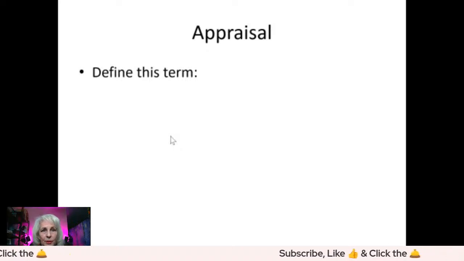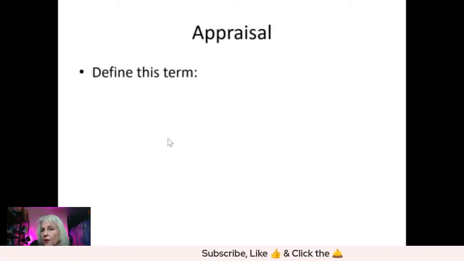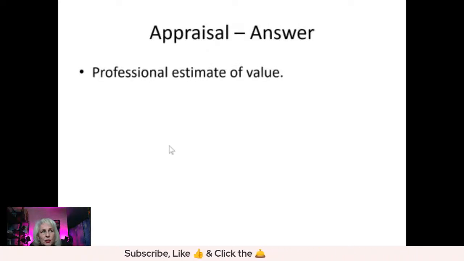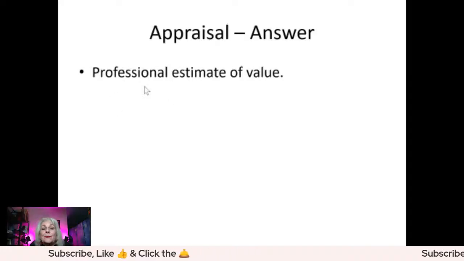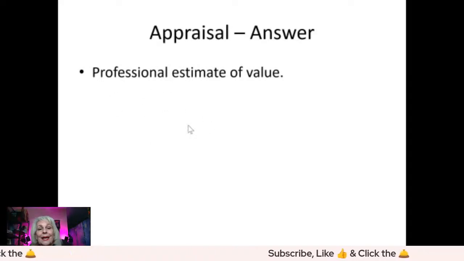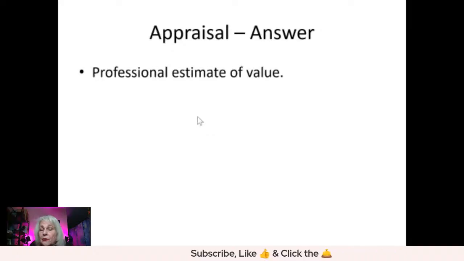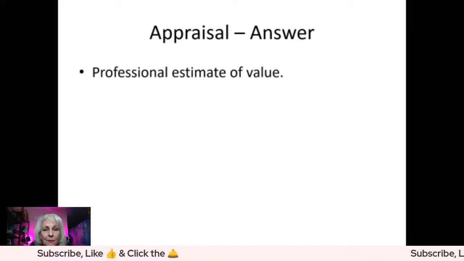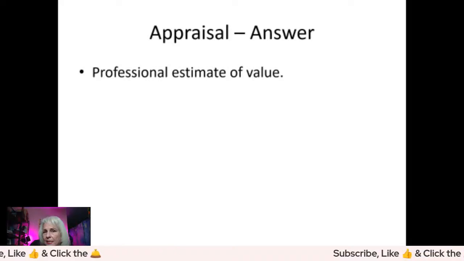Appraisal. Whenever there's a loan involved, then there is an appraisal. It's a professional estimate of value, so it is done by an appraiser. An appraiser here in Texas is licensed by the Texas Real Estate Commission, but it's different than licensing a realtor or a broker.